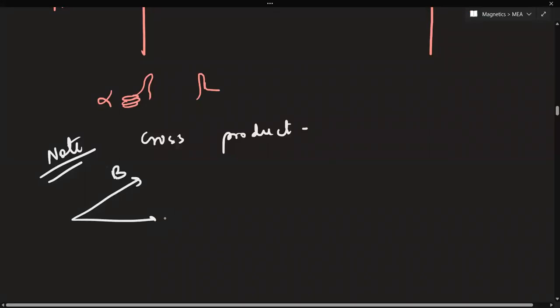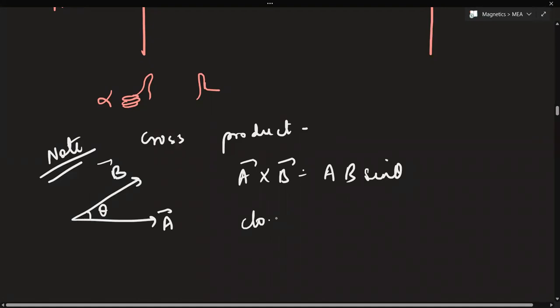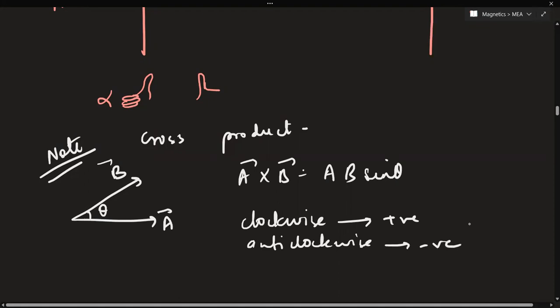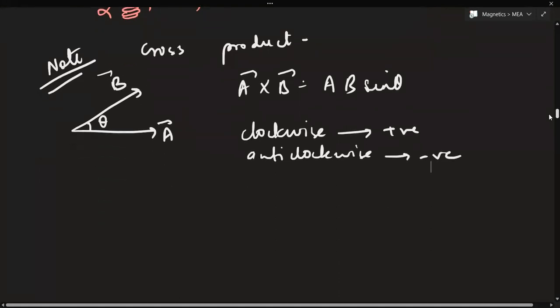Cross product you people must have done in 11th standard. A vector is there, b vector is there, making an angle of theta. So a cross b is given by magnitude of a multiplied by magnitude of b sine theta, where theta is the angle between the two vectors. And moving clockwise, take it as positive, and anti-clockwise take it as negative. This is basically if I write i cap, j cap, k cap. Now start moving clockwise.